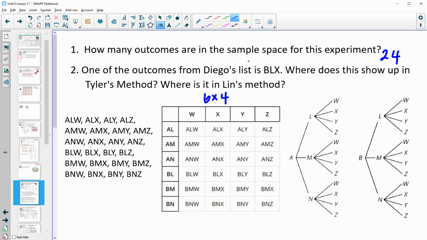One of the outcomes from Diego's list is BLX. Okay, so you can see BLX here in Tyler's list. Where does this show up in Tyler's method? So where is BLX in Tyler's? And remember that this table is Tyler's. So BLX is right here. And where does it show up in Lynn's? So we would follow from B to L to X for Lynn. So it's along that path.